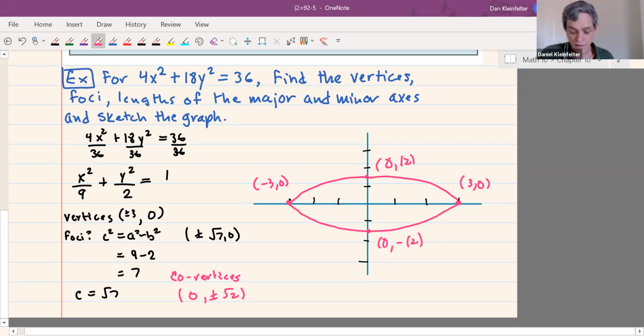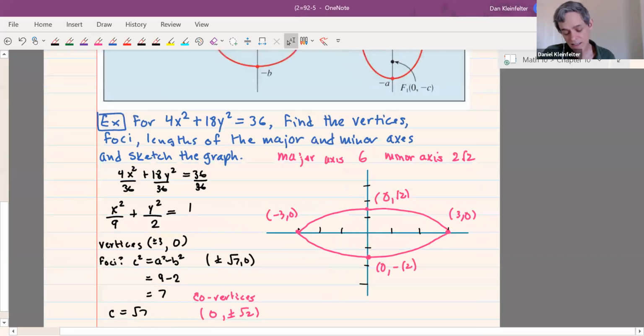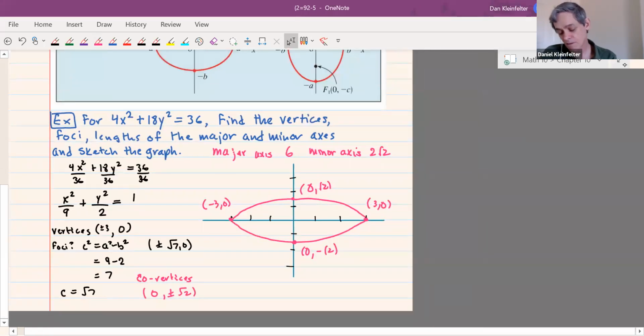Those are the co-vertices. Okay, rest of the question, the major axis length is going to be 6. It's twice the distance from the center out to one of the vertices. And then the minor axis is going to be 2 square roots of 2, off of the picture. All right, so that takes care of our first example involving an ellipse.